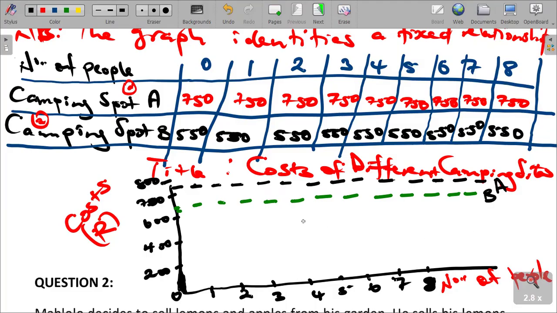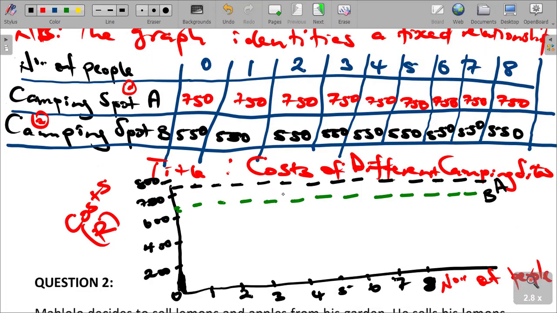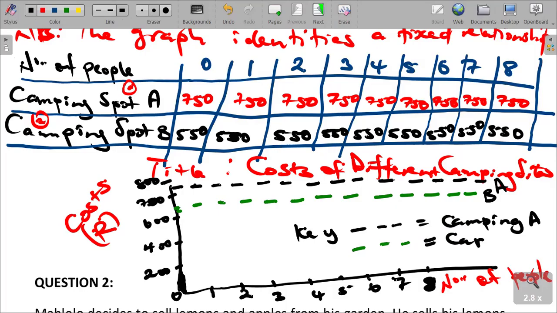So according to the question, I have managed to draw my graph. As you can see, I'm saying camping site A. I can either put my key even here. Key: this is equal to camping site A, and the other one is equal to camping site B.